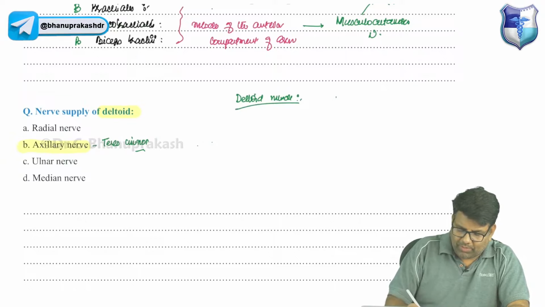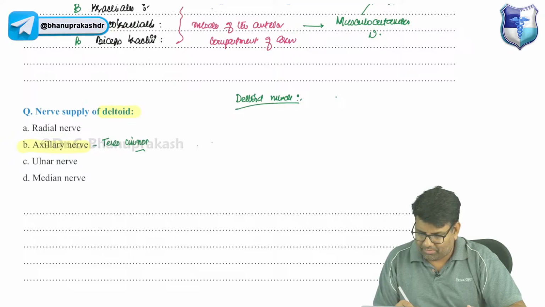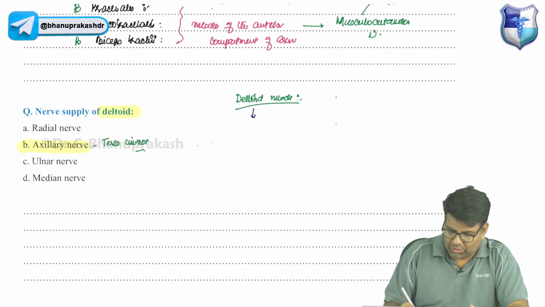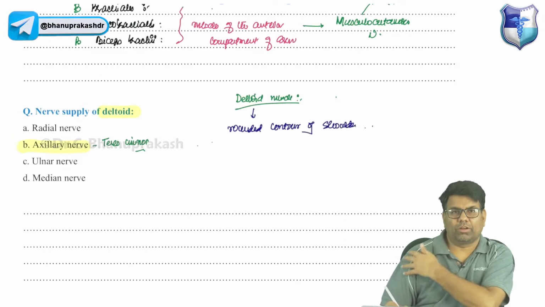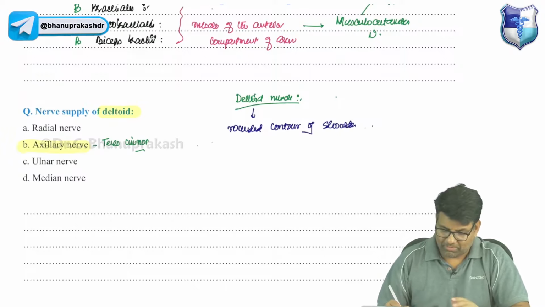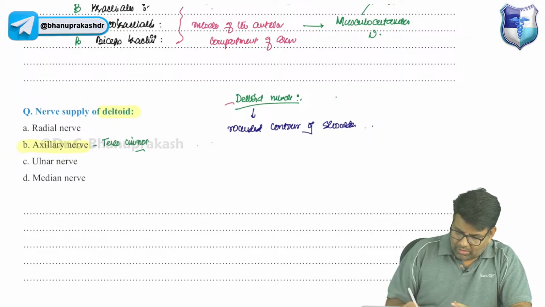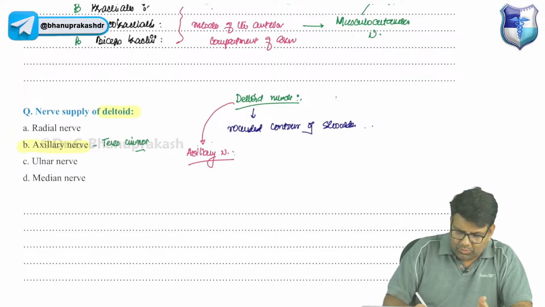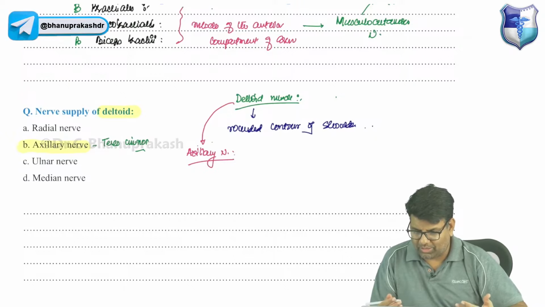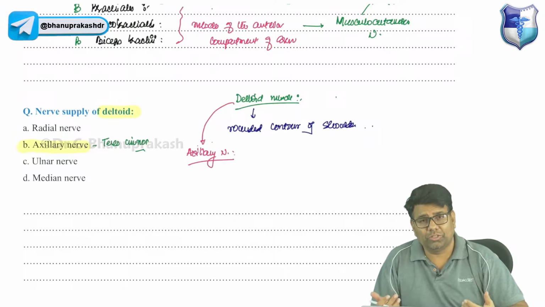So the deltoid muscle is, yes, right, responsible for the rounded contour of the shoulder. Whatever rounded contour of the shoulder is visible, that is because of the prominence of the deltoid muscle. Now, it is supplied by the axillary nerve, and there are two ways of seeing injury of the axillary nerve. Anyone? What are the two ways in which the axillary nerve can be injured?